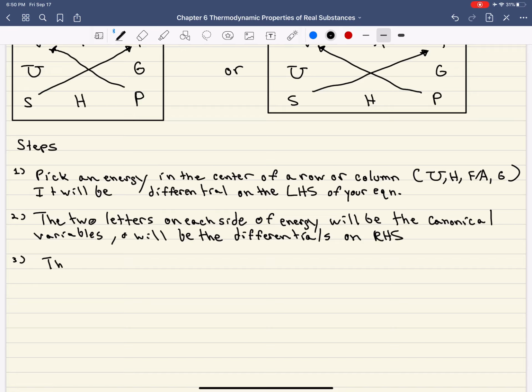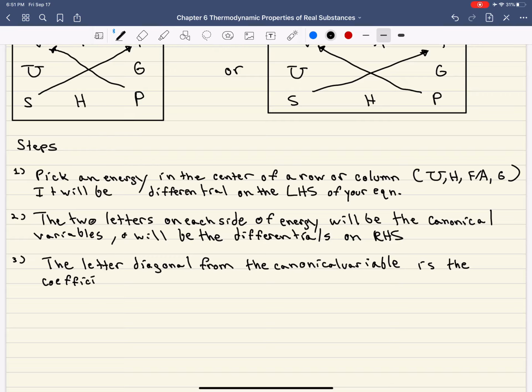The third step is the letter diagonal from the canonical variable. That's going to be the coefficient multiplied by the differential. So it's the coefficient of the differential.